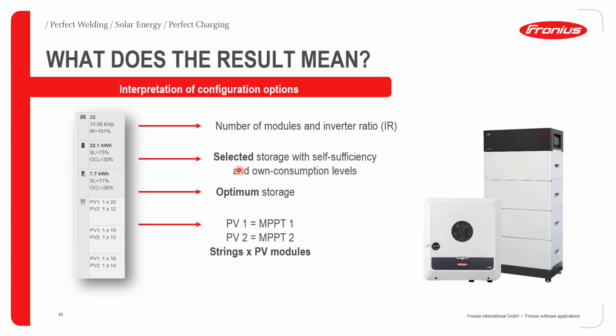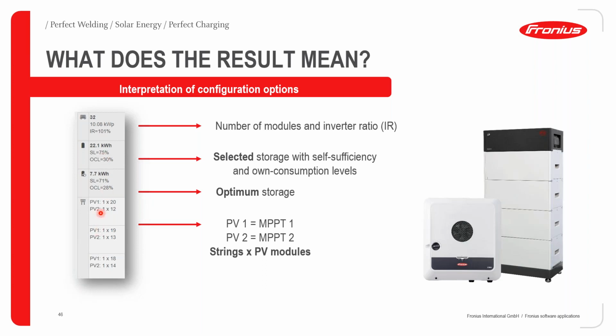And then this gives you the selected storage with self-sufficiency and own consumption level. That is the selected storage option that was chosen by the person inputting all the data. And then, of course, the solar configurator recommends the optimum storage capacity for you to use. So if you intend to go with the optimum, you can do that, but you of course have the freedom to actually choose the storage capacity that you would want to use.